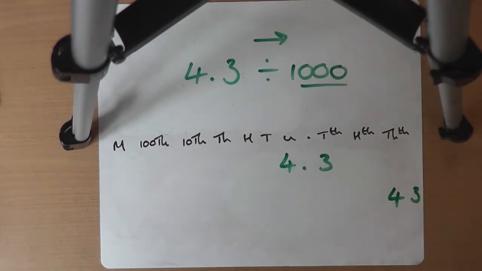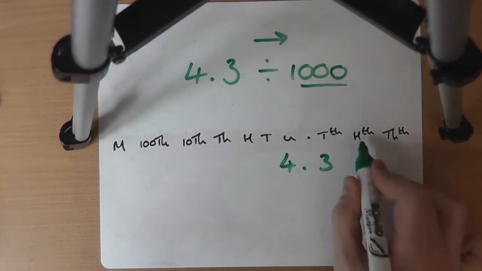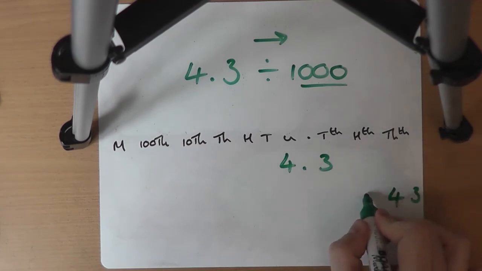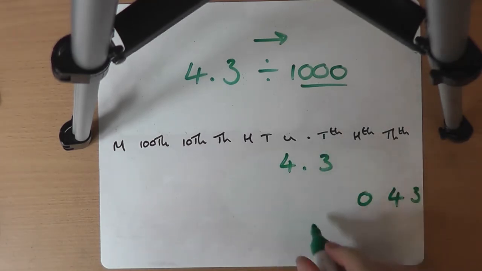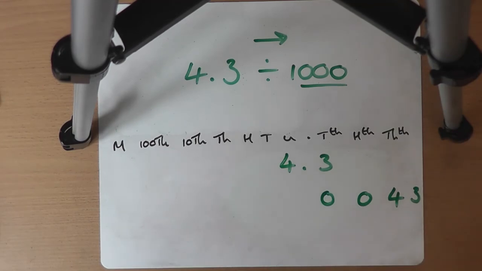Is that a complete number? Well, no, far from it. In fact, we'd need to have something in the hundredths, so a 0, something in the tenths, so a 0. We need to have the decimal point in because we've crossed into that decimal section. As soon as we cross into the decimal area, we have to make sure we've got a decimal point in.